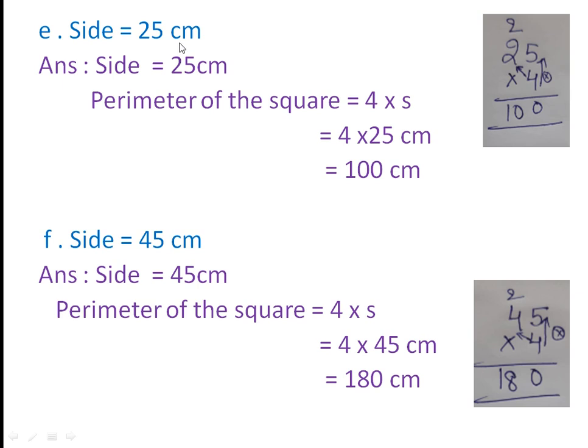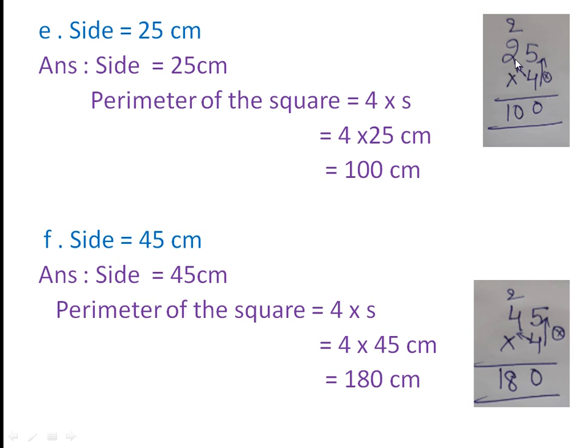E problem. Side is equal to 25 centimeters. Write down the statements like this. Side is equal to 25 centimeters. Perimeter of the square is equal to 4 multiplied with side. What is the side value? 25 centimeters. Okay, is equal to 4 multiplied with 25 centimeters.